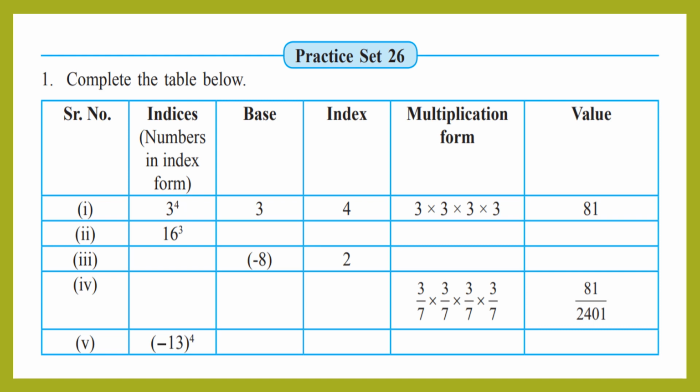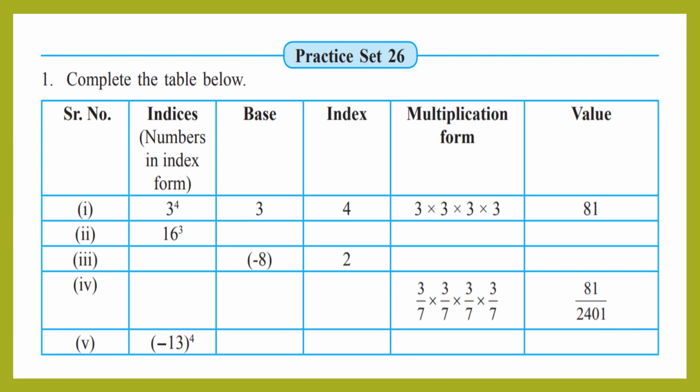We have first column as serial number, second column, numbers in the index form, third column, base, fourth column, index, fifth column, multiplication form of the numbers given in the index form, and last column we have value. Let's see the first example. The number in the index form is expressed as 3 raised to power 4, where 3 is the base, 4 is the index.